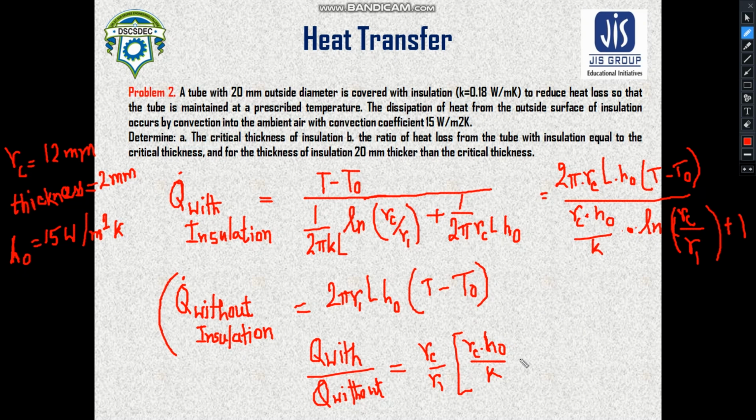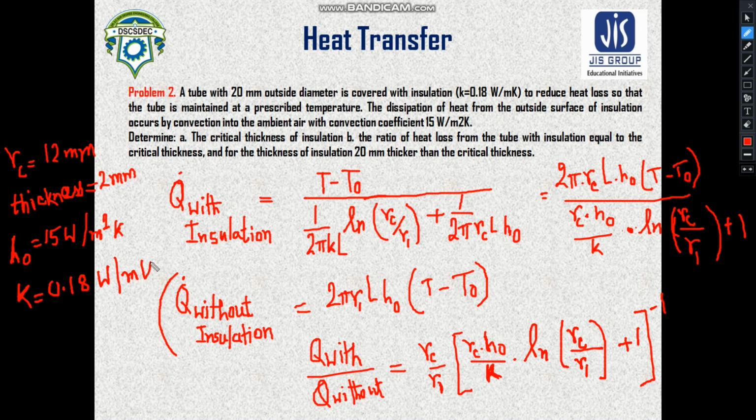So it would be into ln of RC divided by R1 plus 1 and to the power minus 1. That means RC by R1 divided by this term. Okay, if you do the calculations, now here all the terms involved, you have a proper value of all the terms you know. So if you put all the values, this K would be 0.18 watt per meter Kelvin.